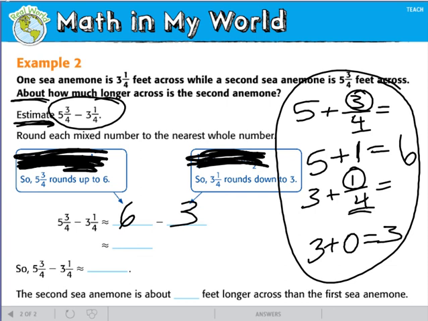What? That one's exactly 3 too. No, it's not. We're subtracting. So 6 minus 3 is 3. So it's about 3. Okay. The second anemone is about 3 feet longer. Now, my buddy over here said, Mr. Bevel, that's 3 too. Well, it's not, because 5 minus 3 is 2, and 3 minus 1 is 2. So the exact answer, it's 2.5. Okay.